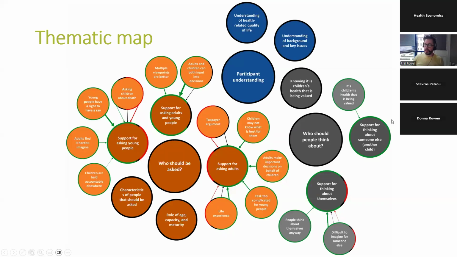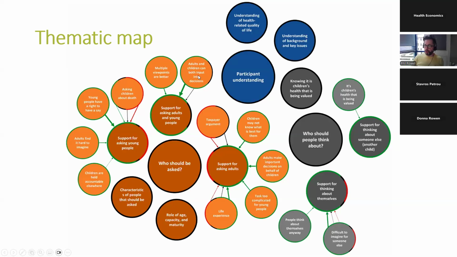So this is what we ended up with, the map that's on screen now, from our qualitative analysis. And there's quite a lot going on here in terms of colour. You can see that the bigger circles are top level categories or themes, based on the 2 normative questions into who should be asked or who should people think about in orange and grey. And then we also coded a certain amount of participant understanding as well. And then as the circles get smaller, we have our themes grouped within each of those categories. So it might be a set of quotes or evidence suggesting there was support for asking young people, or there might be support for thinking about themselves when they're being asked these questions.